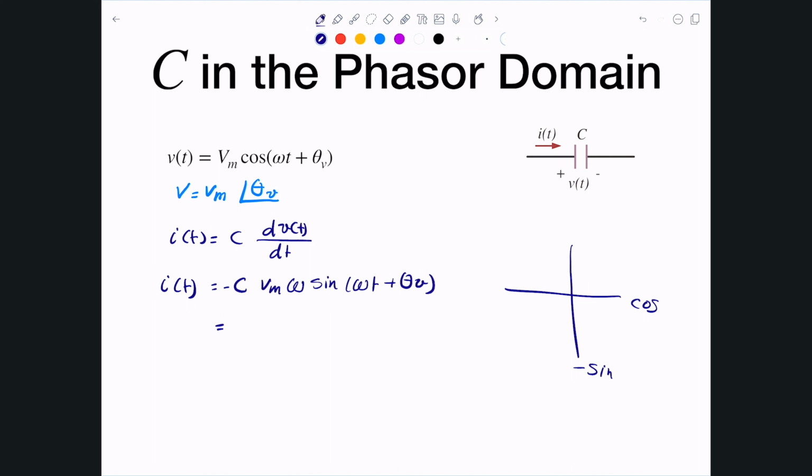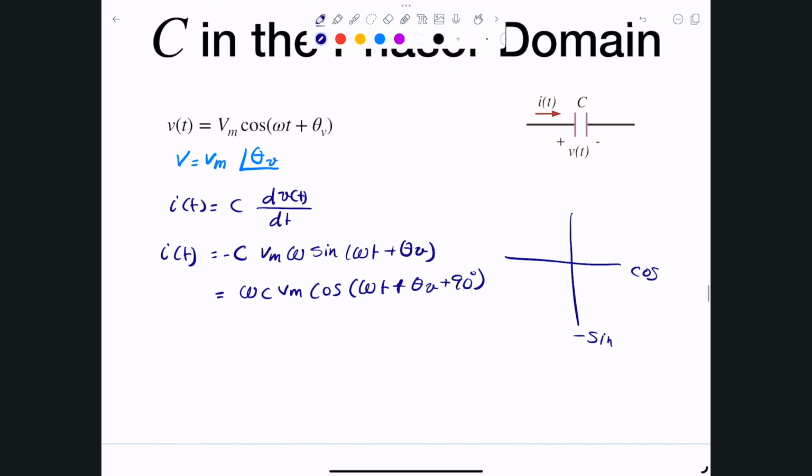So what I'll end up with is the following. I'll get omega C V_m cosine of omega t plus theta_v plus 90 degrees. And this is i(t). So I'll now do the phasor transform. The phasor transform tells me that this is I, this one here is omega C V_m, and this one here is the angle, which is theta_v plus 90 degrees.